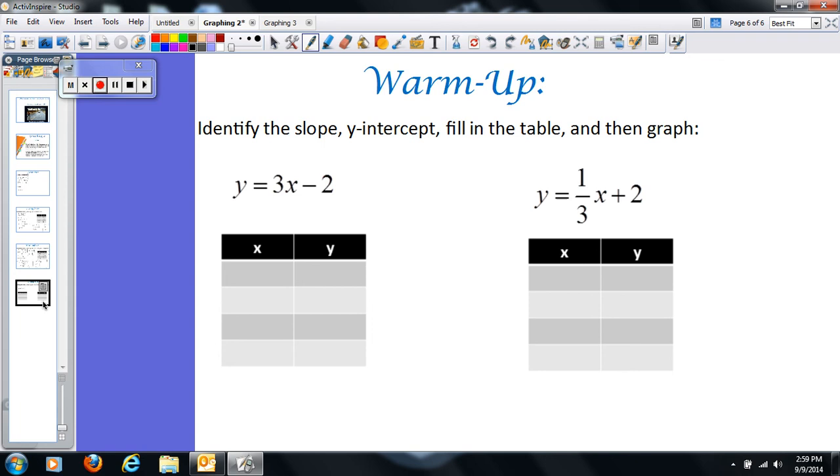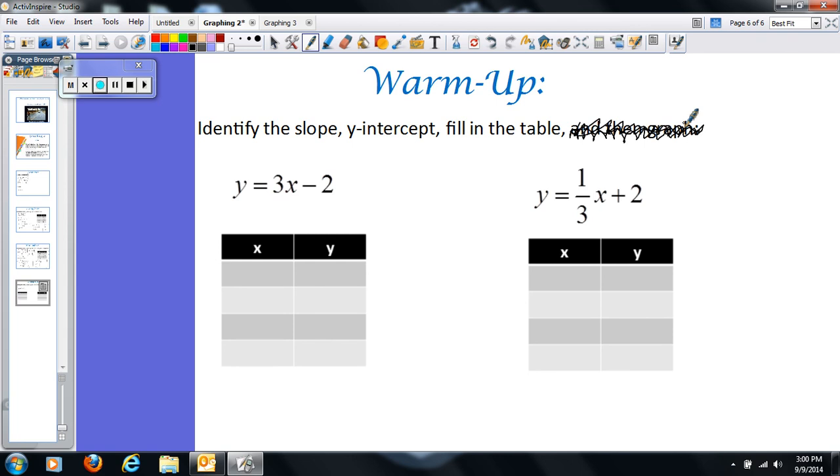Here is your warm-up for today. Y equals 3x minus 2. Remember to do these on your warm-up paper, or you could do them on a separate sheet of paper, on your notes, and then you can just transfer them over to your warm-up tomorrow morning when you come in. But you're going to do the same 3 things. You're going to identify the slope, identify the y-intercept, and then you're going to fill in the table. And you can actually skip the and then graph part, because we're not going to do that quite yet. Okay? So I want you to do the slope, the y-intercept, and then I want you to fill in the tables.